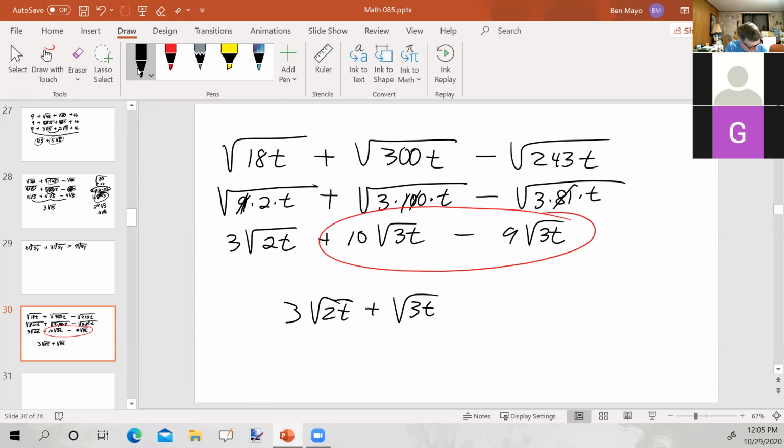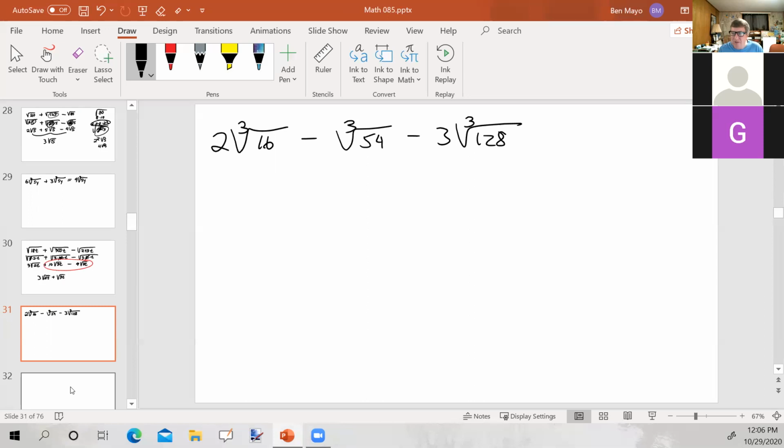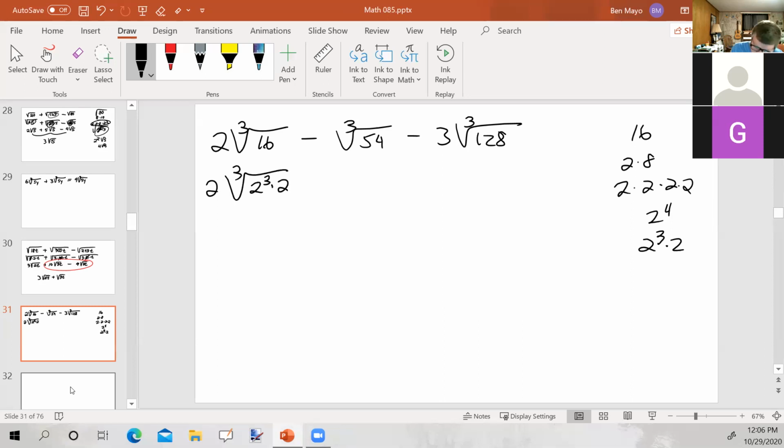Okay. Good with that? Yes. All righty. Let's take a look at this one. 2 cube roots of 16 minus the cube root of 54 minus 3 cube roots of 128. Now my index is a 3. So let's see here. 16 is 2 times 8. Oh, 8 is a perfect cube, isn't it? Now let's say again that I missed that. Then I go here and I do this and I'd say, oh, that's that. So then this would be 2 cube roots of 2 cubed times 2, which is 2 times the cube root of 2 cubed is 2 cube roots of 2. So I get 4 cube roots of 2.